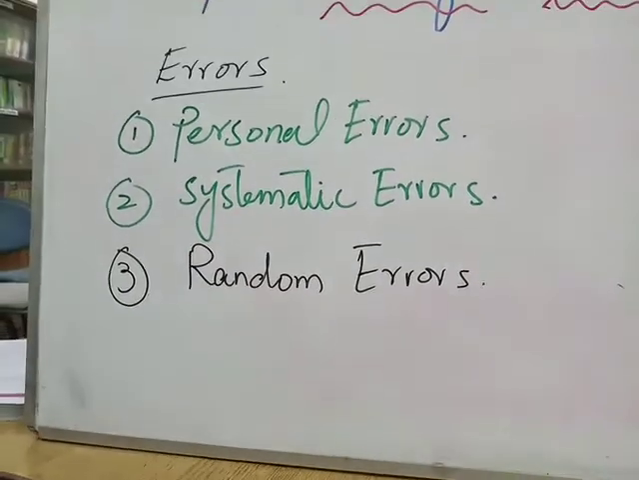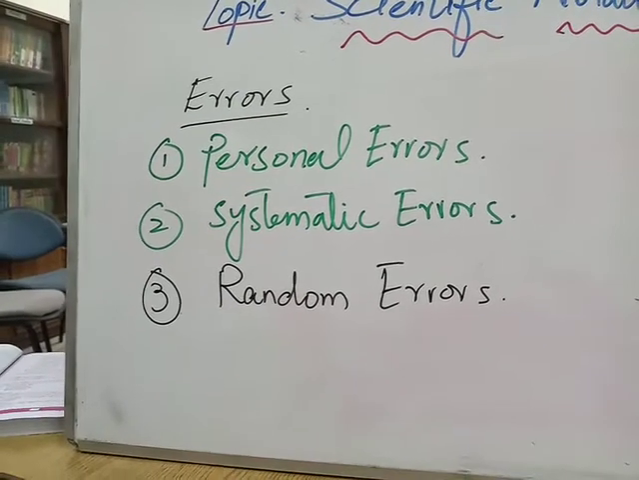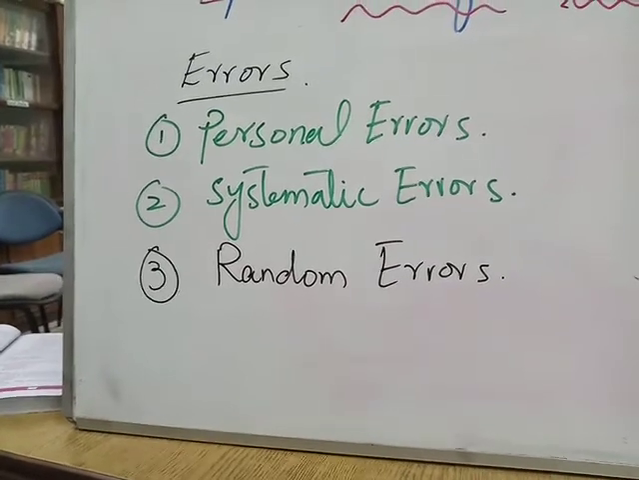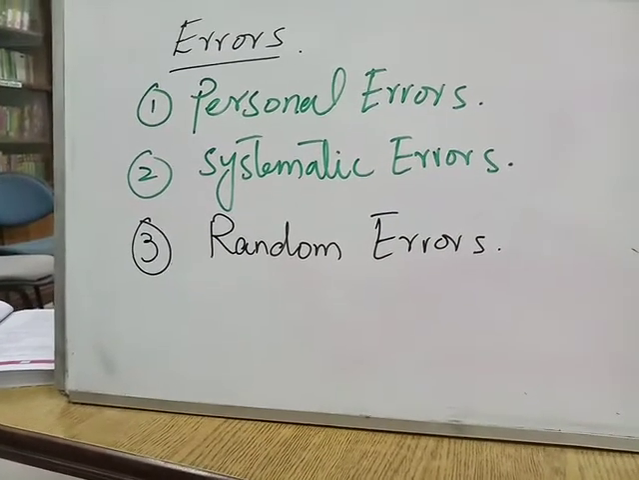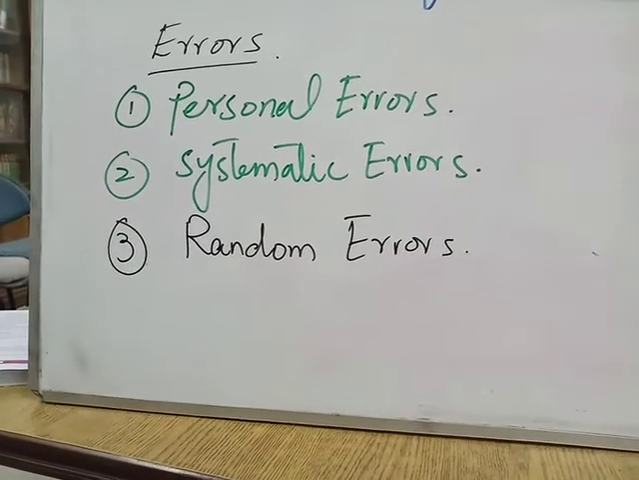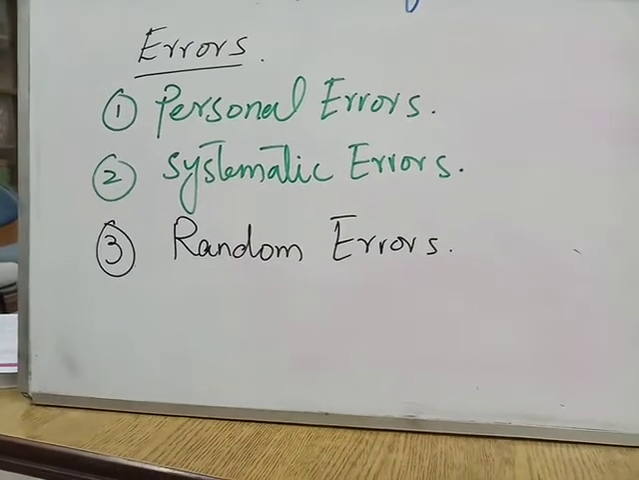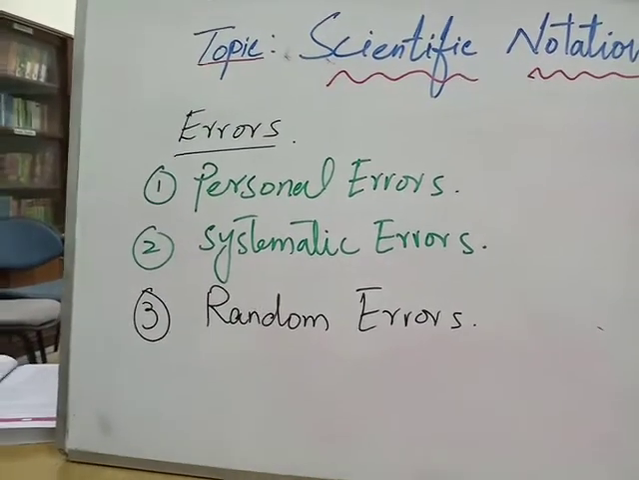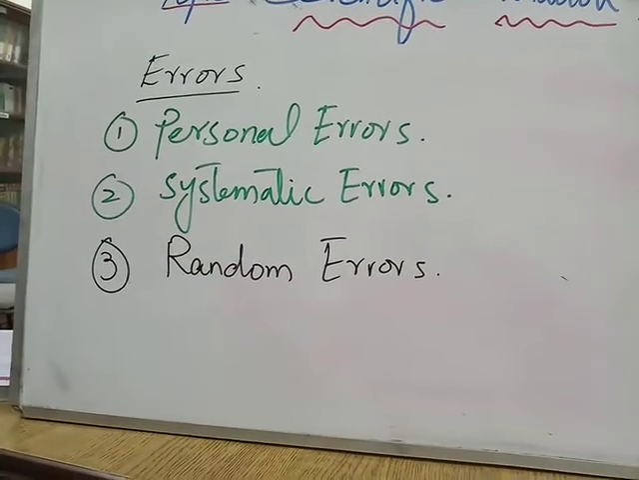So how do we remove the personal errors? This error can be removed to some extent if the experimenter takes care during the measurement of any quantity and has proper knowledge about the measuring instrument. So before starting any measurement or experiment, you should first know everything about the instrument and have knowledge regarding the experiment. Due to this we remove the personal errors.